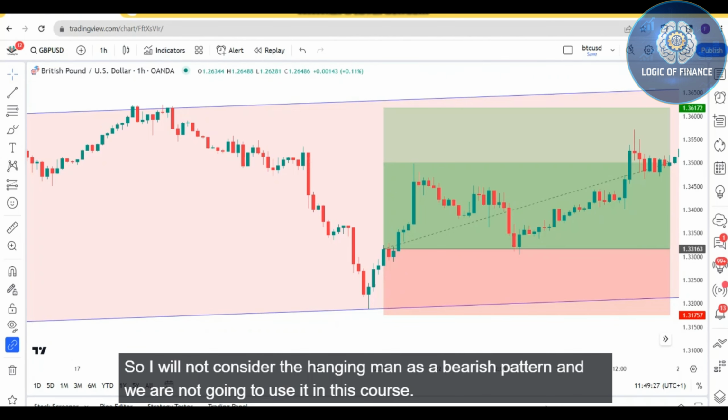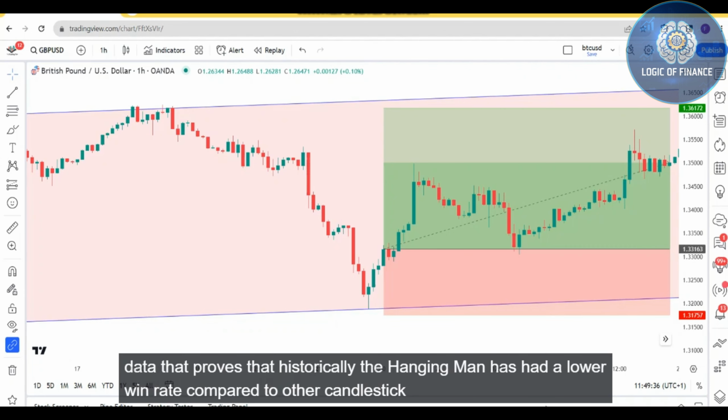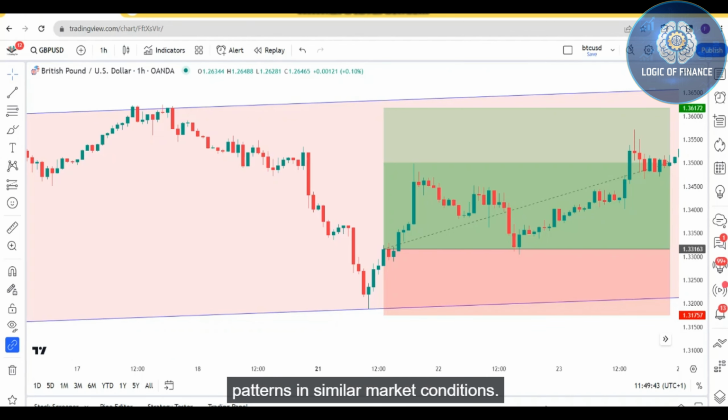in this course. In the course about candlestick pattern, I talk more in detail about the hanging man, and I share extensive data that proves that historically the hanging man has had a lower win rate compared to other candlestick patterns in similar market conditions. So again, we are not going to use the hanging man.